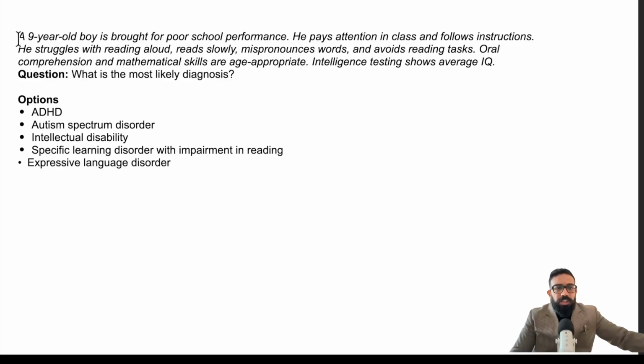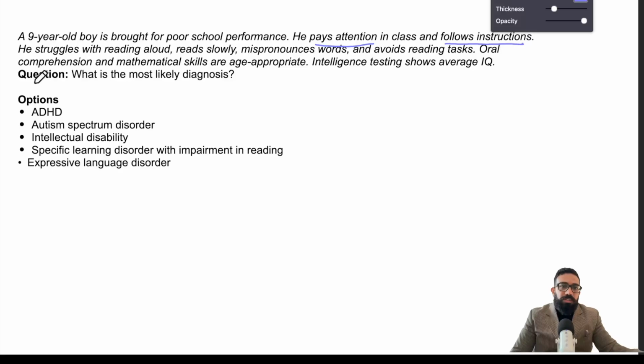Now we have got a 9-year-old boy who has poor school performance. He pays attention. Now this is really important, that he pays attention, okay, and he follows instructions. This is really important, but he struggles with reading aloud, reads slowly, mispronounces, avoids reading tasks. Mathematical skills are age appropriate. What is the diagnosis? Now see, look at how he has said that he pays attention.